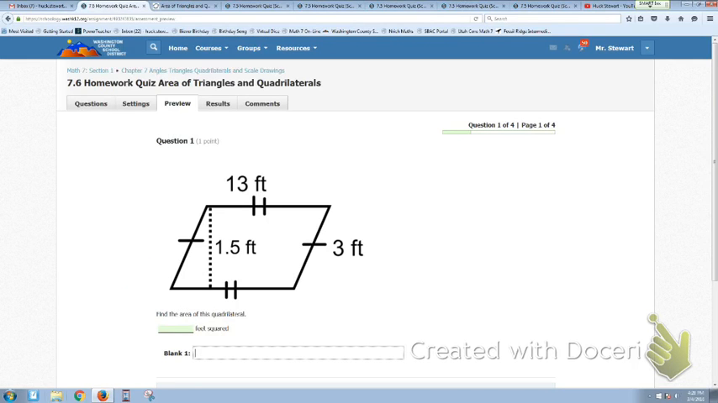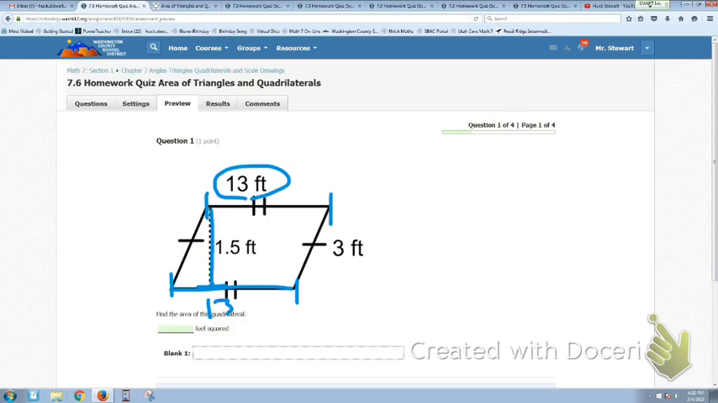So when you look at this, you've got to recognize, and I'll just help you recognize this right now. The height is the distance from here to here. The base is the distance from here to here. Now, you can think about it and say, well, that's not the base, Mr. Stewart. The base is this, and that's the same thing, 13, and the height is still 1.5 feet.